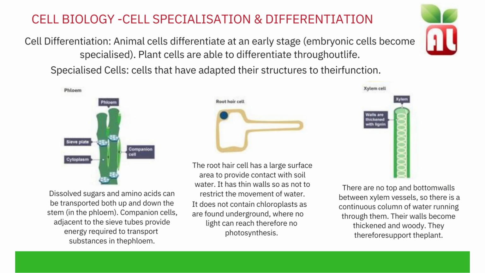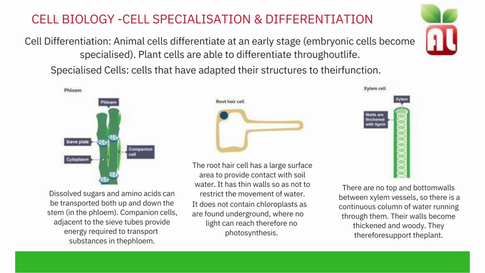Specialised cells in plants. Phloem. The phloem is a tissue made up of many phloem cells. Dissolved sugars and amino acids can be transported both up and down the stem in the phloem. Companion cells adjacent to the sieve tubes provide energy required to transport substances in the phloem.